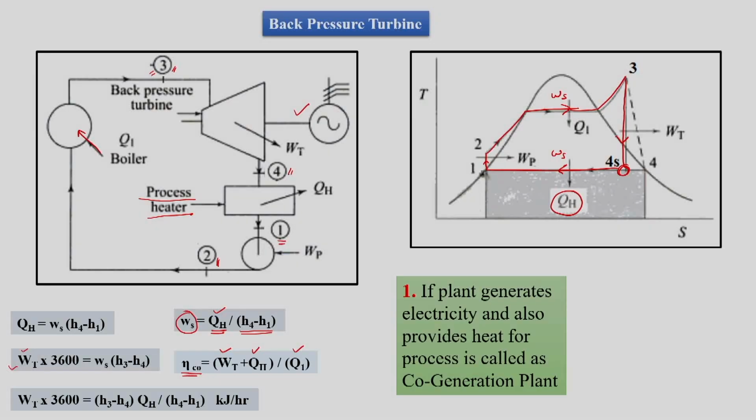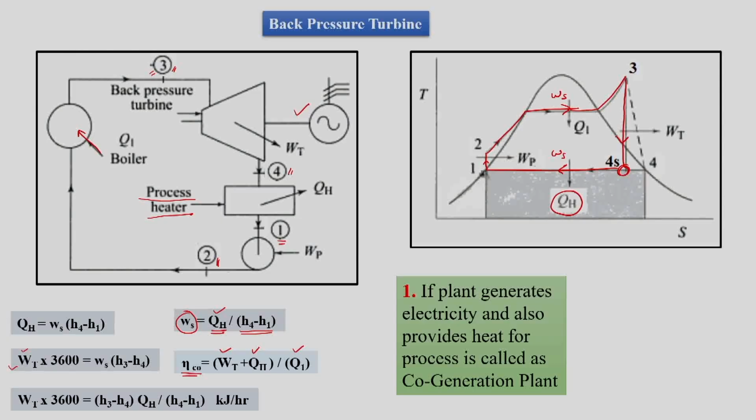Here, if a plant generates electricity and also provides heat for the process, then such a plant is called a cogeneration plant. Basically, we are not solely producing electricity, but we are also doing a process which is essential for the industry, something like the paper industry, jute industry, sugar industry. So that process is also getting done, and we are also generating electricity. We are doing two things, and that's why such a plant is called a cogeneration plant.